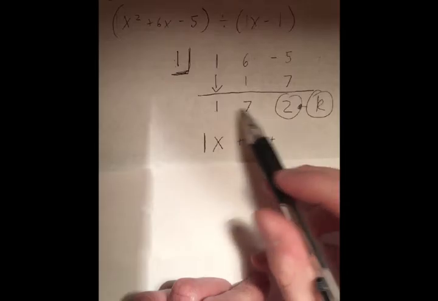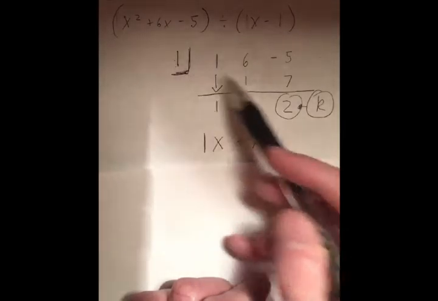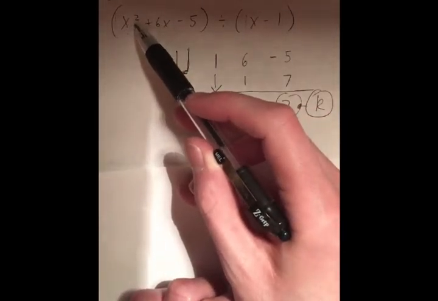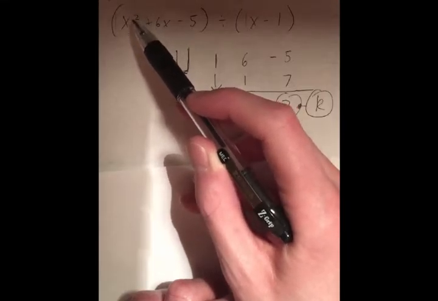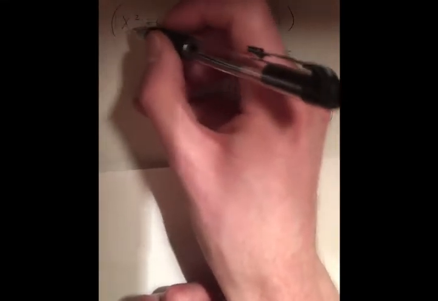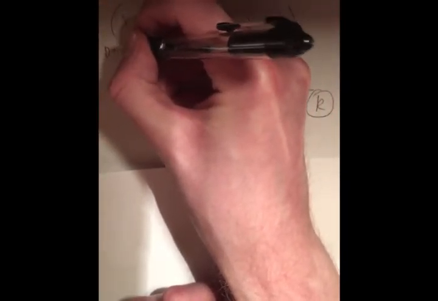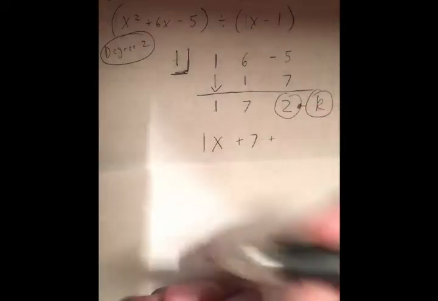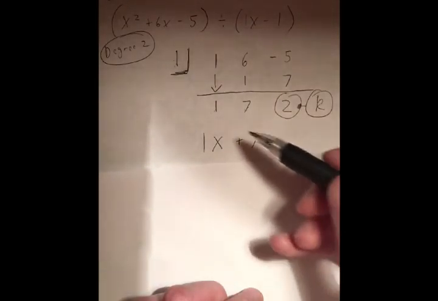So we have 1x plus 7, and the reason why I got that again is because I just went 1 down on those powers. So instead of doing x squared, right, I go 1 down on the degrees, because the degree of this is 2. Right, I'll even write that up here. The degree of this is 2. And our final answer is going to be 1 degree down, so it'll be a degree 1.